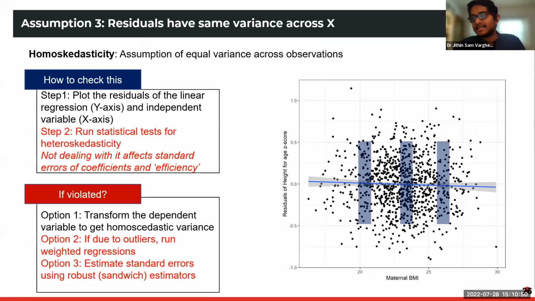Next, the third assumption is that the residuals have the same variance across X. I spoke about this very complicated term called homoscedasticity, which is basically the assumption of equal variance across observations. Here, we need to plot the residuals of the linear regression on the y-axis and the independent variable, maternal BMI at conception, on the x-axis. And we need to see whether the spread is similar across different values of maternal BMI.